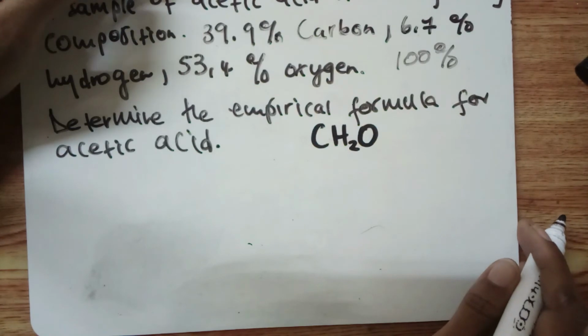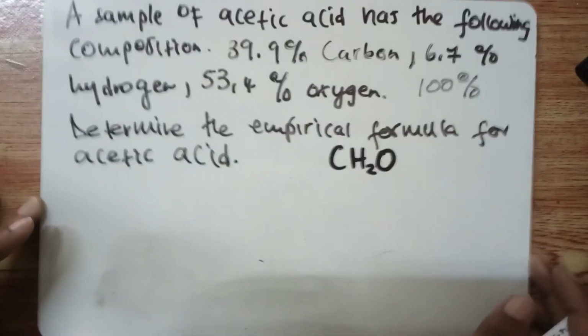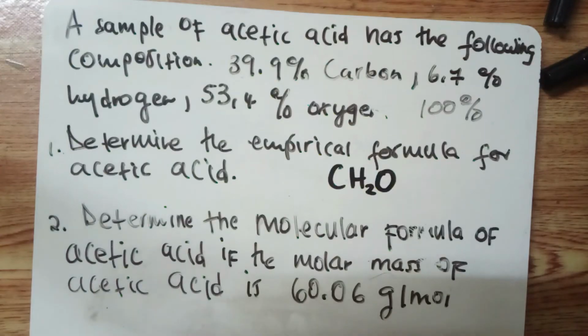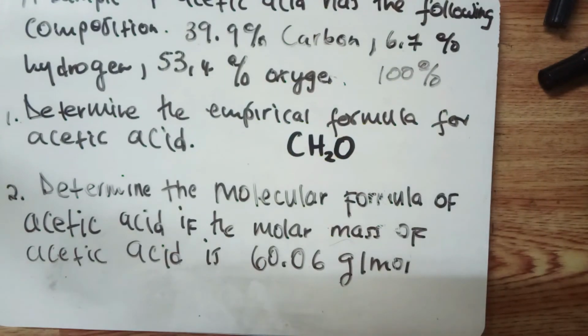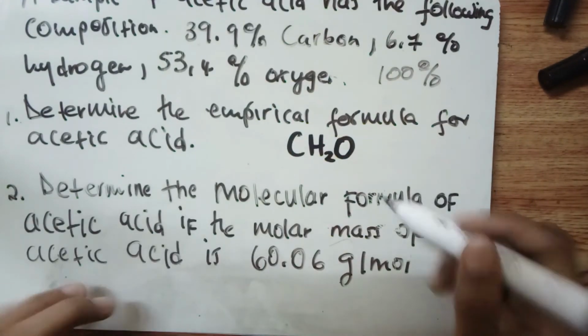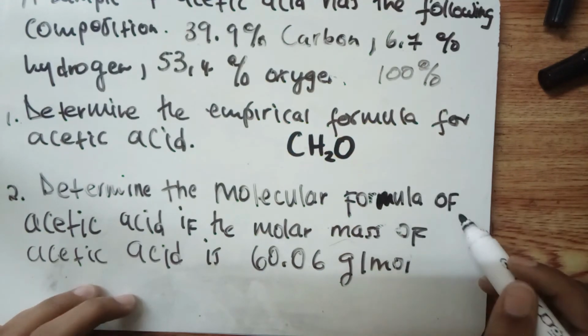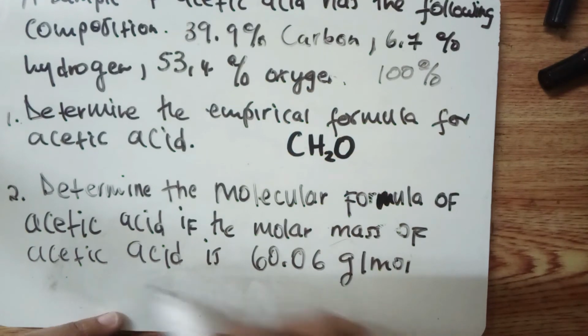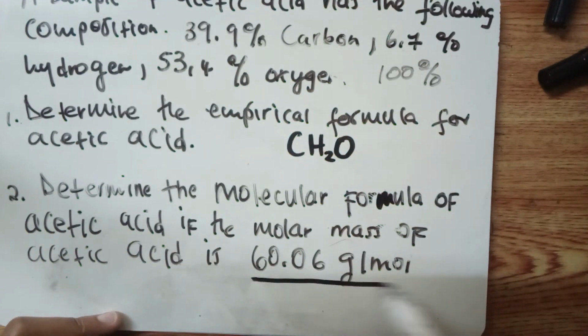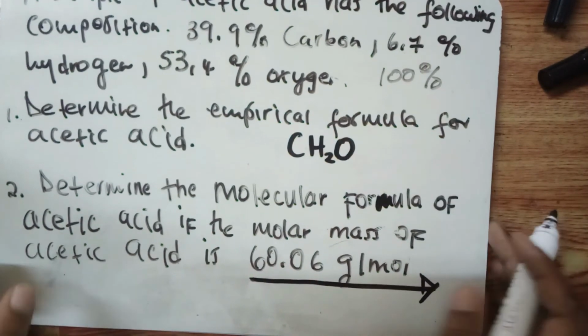So now let us say the question continued to say, determine the molecular formula of acetic acid if the molar mass of the acid is 60.06 grams per mole, right? So they've given us the molar mass of acetic acid. So how do we go about this?